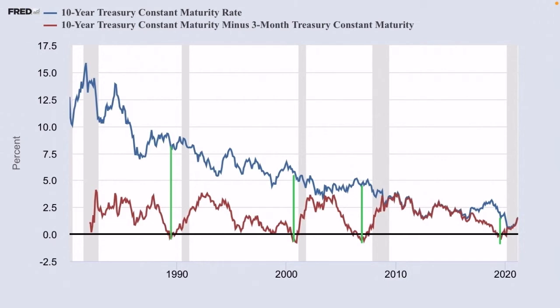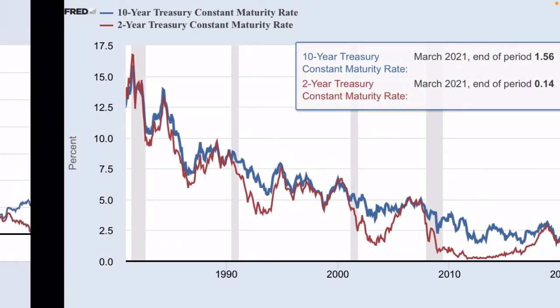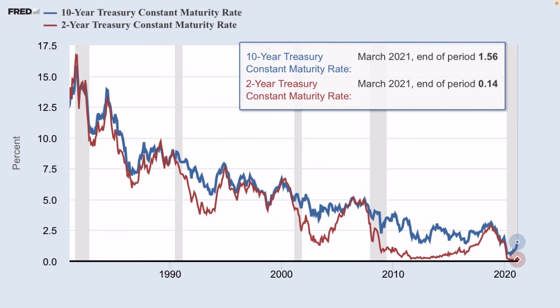But to add a little bit of extra context and some extra visuals, I did compare the 10-year to the 2-year Treasury bond. And this is since 1980. I'll zoom in a little bit, but you can see the 10-year is at 1.56, and the 2-year is at 0.14 right now. And there was a fairly big gap that was created around 2008. You start to see it kind of separate quite a bit. But come around 2020, it comes very close. Like you can see they're touching.